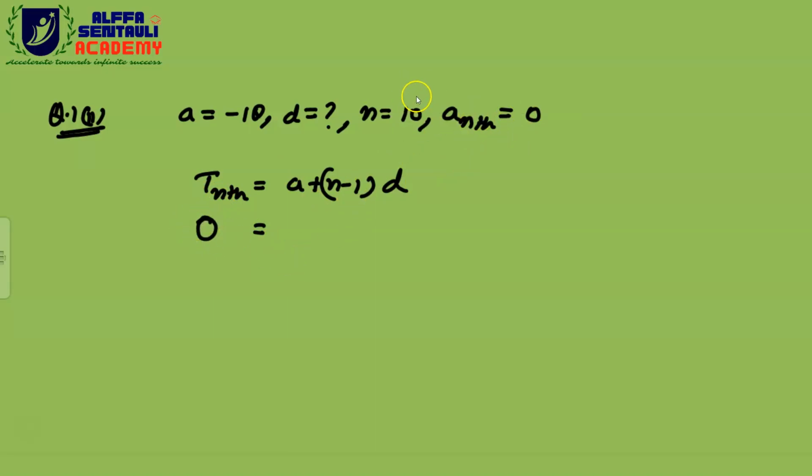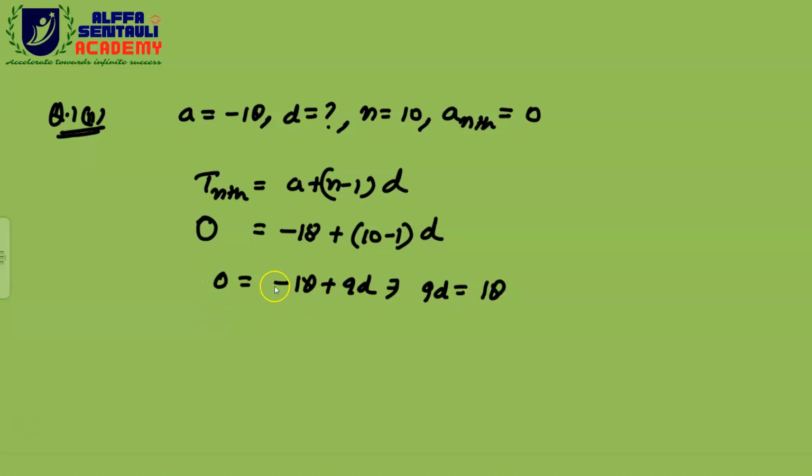See, only 10 terms are there, so the value of n would be 10, correct? So the value of a is minus 18 plus (10 minus 1) into d. d we have to find out. So 0 equals minus 18 plus 9d. So 9d is equal to, this minus 18 will go to the other side, its sign will change, minus 18 will become plus 18. Then we get the value of d as 18 by 9, which is 2. Correct?